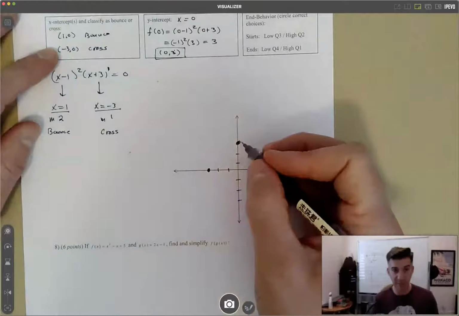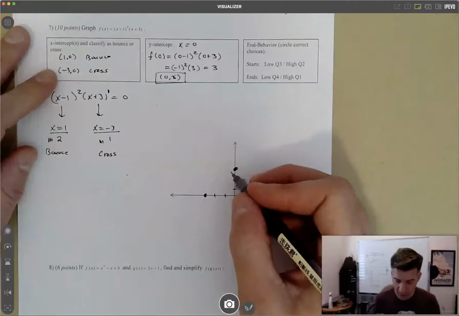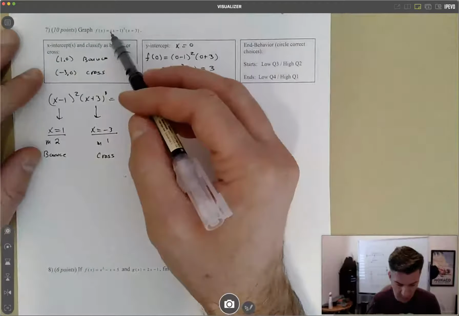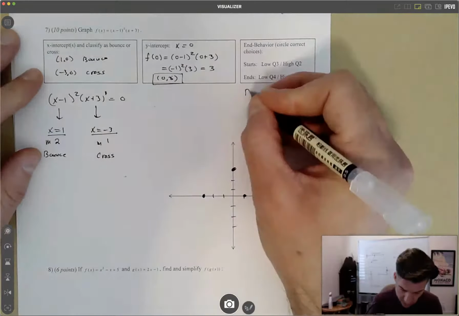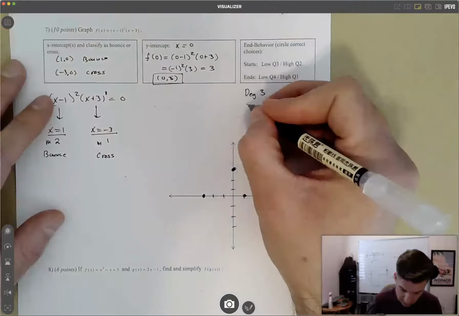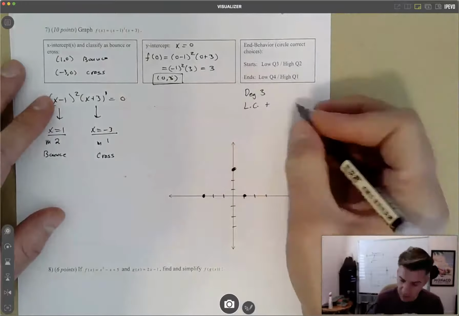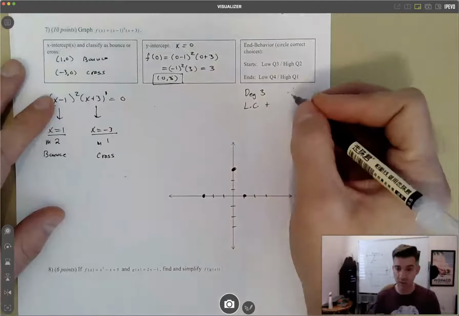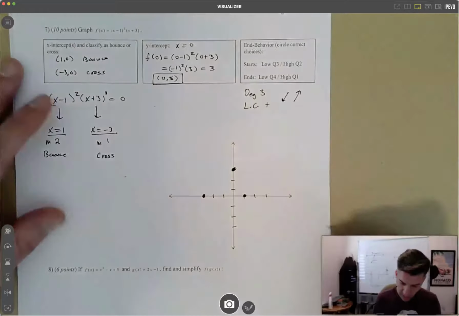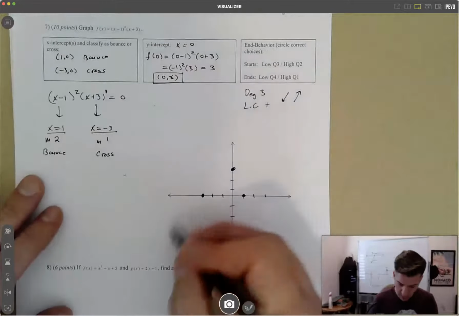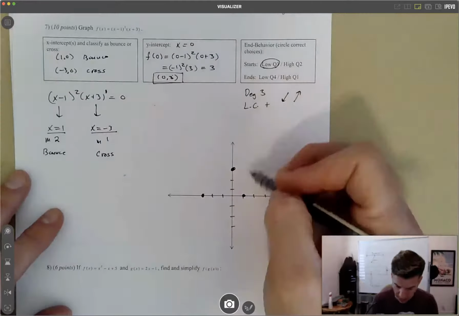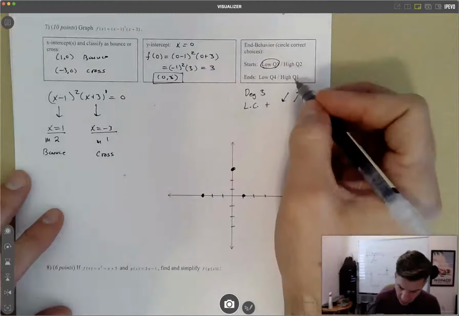Oh, I forgot about the end behavior. Let's talk about the end behavior for a second. You don't have to figure out the end behavior, but you can. The degree here is 3. If you multiply the whole thing out, it's x squared times x, which is x to the third. And the leading coefficient is positive, which means it should be opposite directions, one up, one down. The left one is down and the right one is up. So I'm going to start low in quadrant 3 and end high in quadrant 1.